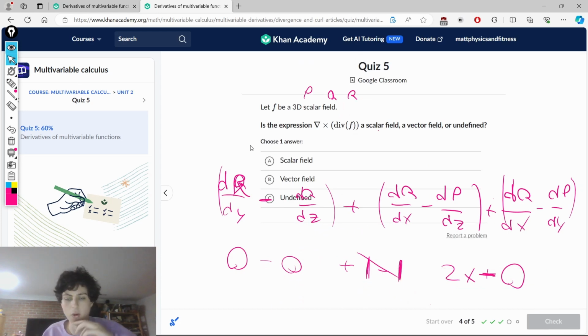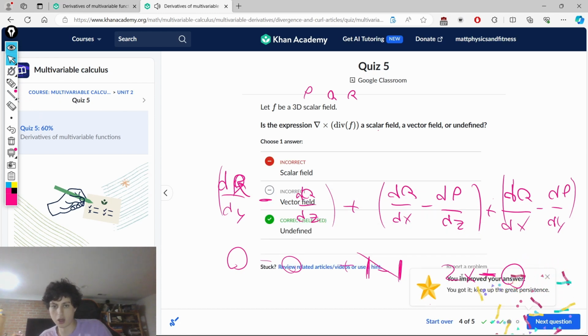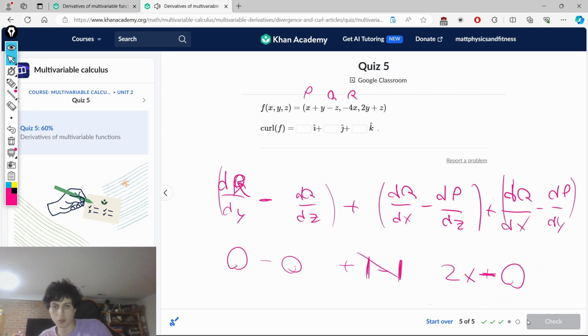Oh, I don't know. Is the expression delta... divergence is just a value, right? The change in divergence, a scalar field, a vector field. It's a scalar field, right? Divergence doesn't really have a direction, right? It's just scalar. Let's go for it. Let's see what happens. No, it's undefined. Oh, terrible. Maybe we'll look at that one next time.